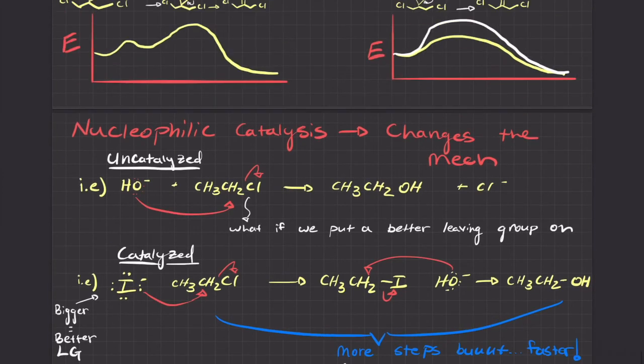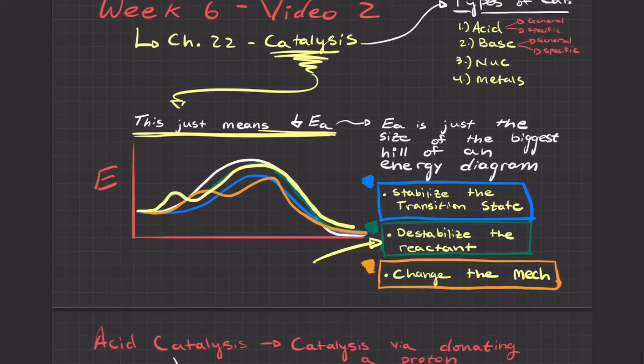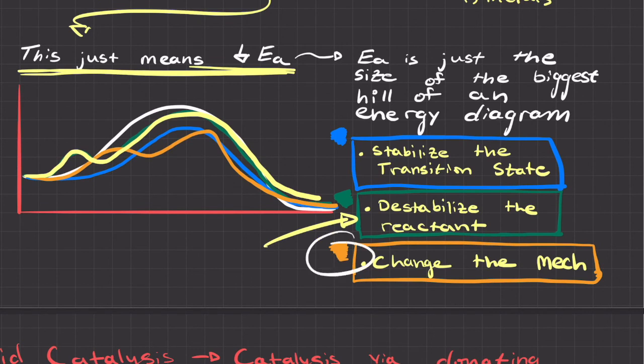Just to wrap this up, let's go back up to here. This was the orange stuff, right? And so if you're trying to look at a nucleophilic catalyst on an energy diagram, I'll do it in purple here. This white is the uncatalyzed version, right? And this orange that's now turning purple is the nucleophilic catalysis version, a completely different mechanism.